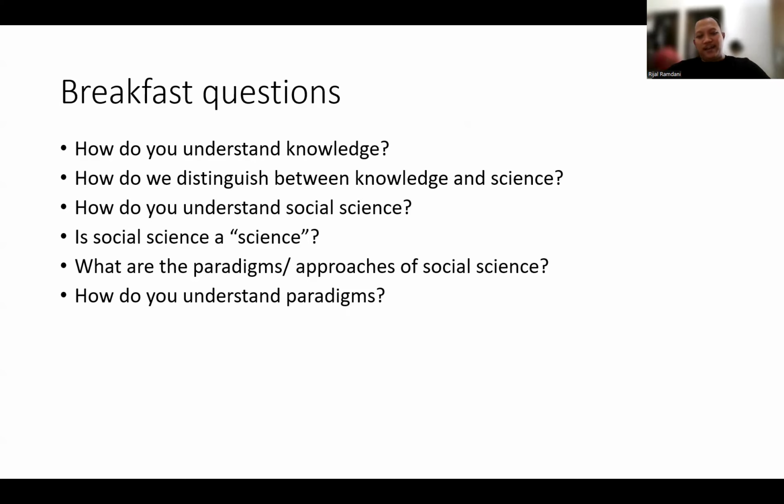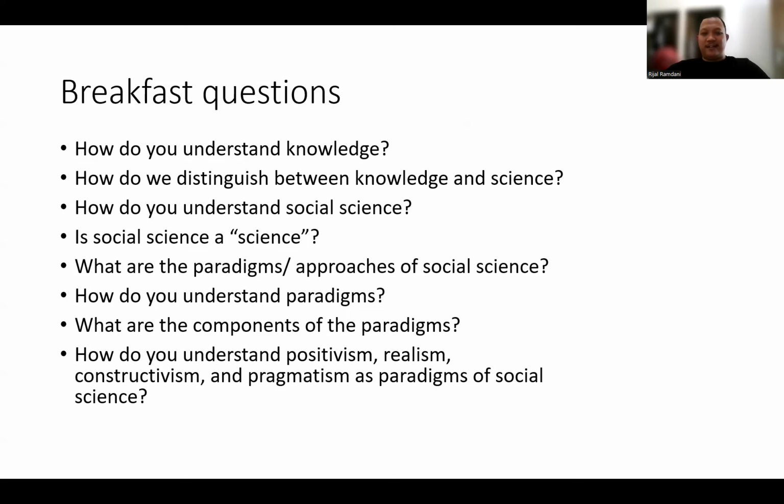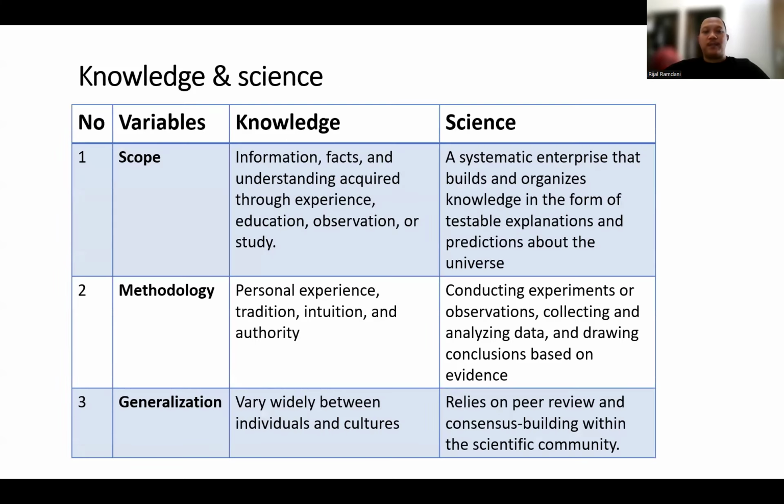How do you understand the paradigms of science, in social science particularly, and what are the components of the paradigms? We'll talk about ontology, epistemology, methodology, and then axiology. And these are the paradigms of social science: positivism, post-positivism or realism, constructivism, and pragmatism.